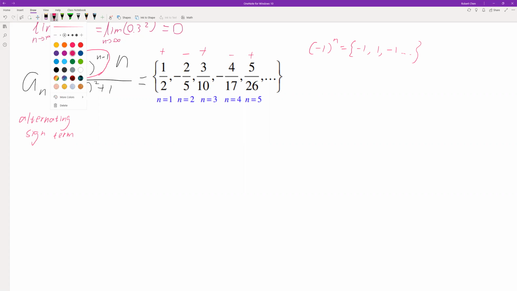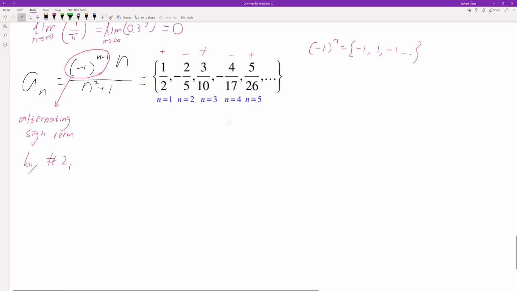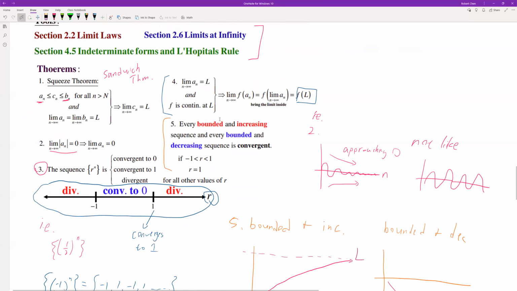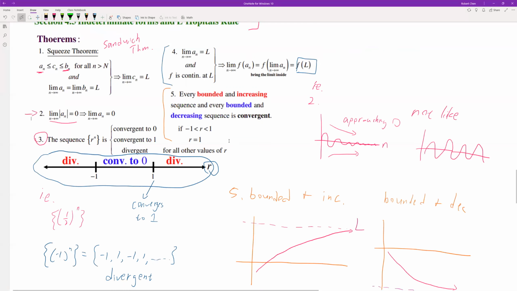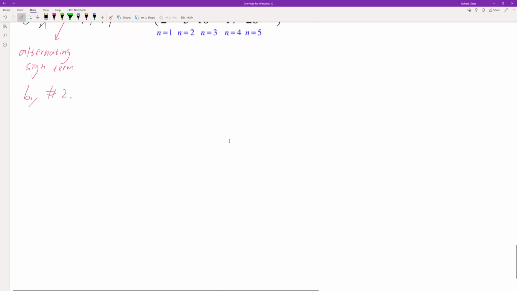Now, since it's alternating, by point 2, let me go back a little bit, right here. If we can show that the absolute value of the sequence converges to 0, then we can say that the sequence converges to 0. Notice that in this case, it has to be 0. It cannot be any other number because it's alternating, so it has to be 0, the only neutral number. All right, so let's take a look at this.